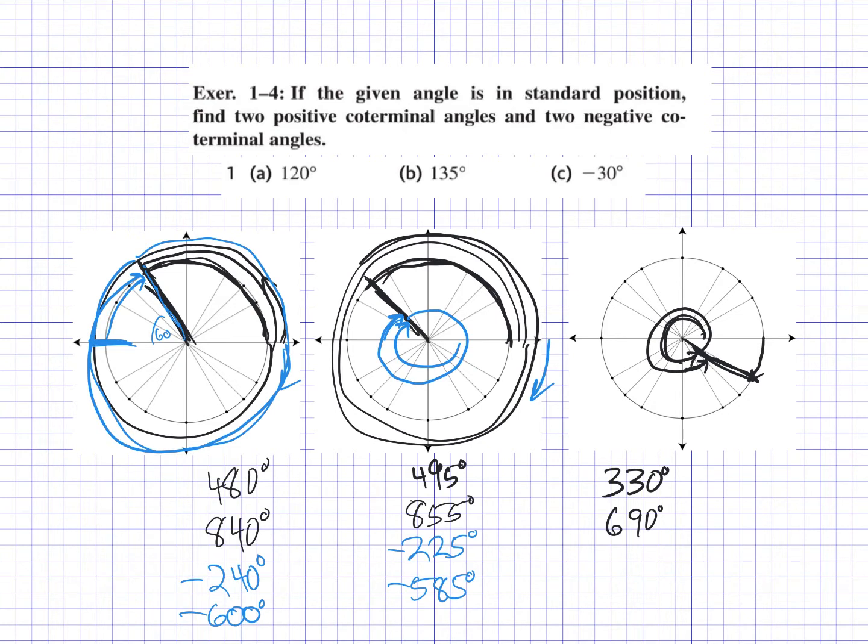Now let's go backwards. So now we have to go all the way around 360, and then 30 more would be 390 degrees. Don't forget your negative. And then another 360 degrees again. So add 360 to 390 is 750.